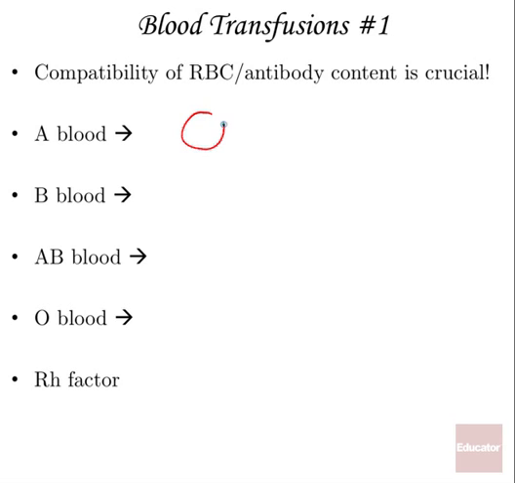So if we looked around the surface of a red blood cell in somebody who has type A blood, let's say that on the surface there are these little molecules, antigens is what they're called, projecting through the plasma membrane. So this is an A antigen.